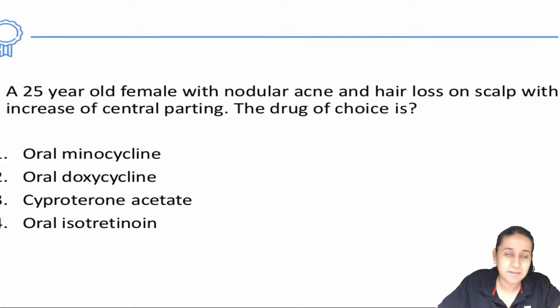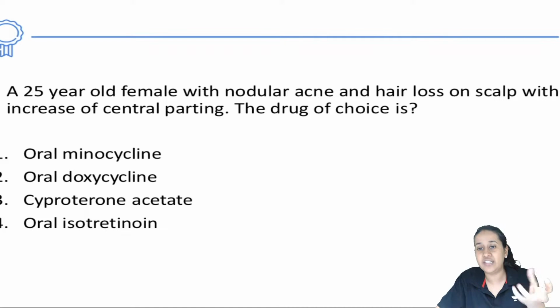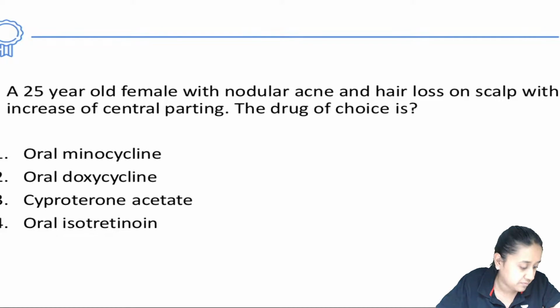Punctate hemorrhages is nothing, it's not a sign. In fact, Auspitz sign is a 3-step procedure, and the last step is the punctate hemorrhage. So the best answer for that bleeding point should be Auspitz sign, not the punctate hemorrhage. Clear?